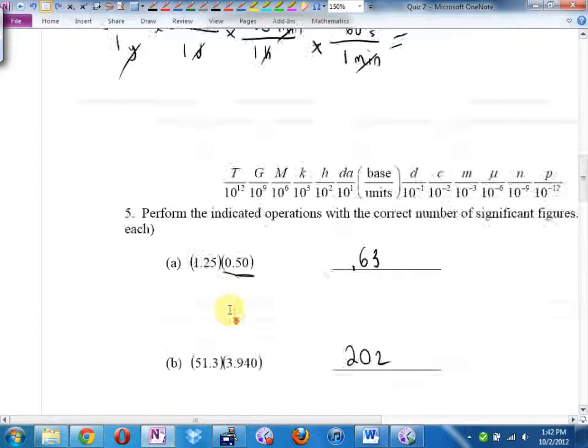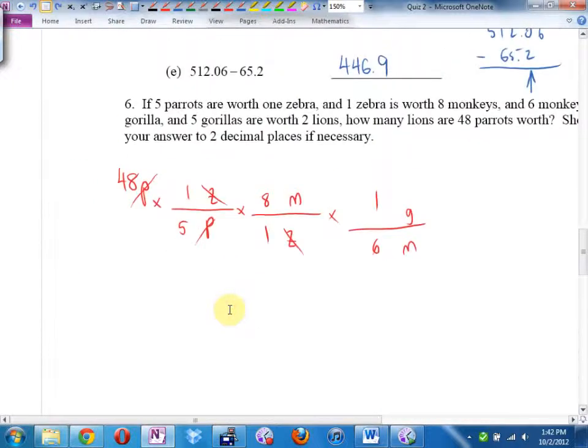I got stuff vanishing that's not supposed to be. 1 gorilla is 6 monkeys. And now I want to get rid of gorillas. Oh, and I can end up in lions. So gorillas on the bottom, lions on the top. 2 lions is 5 gorillas.